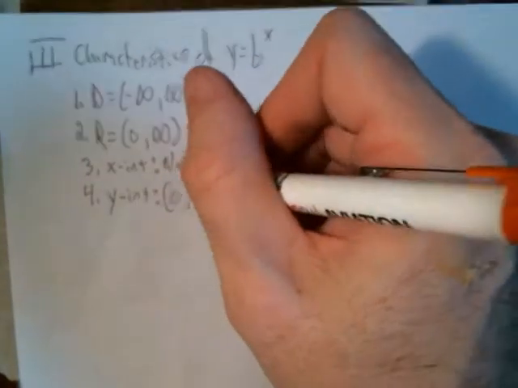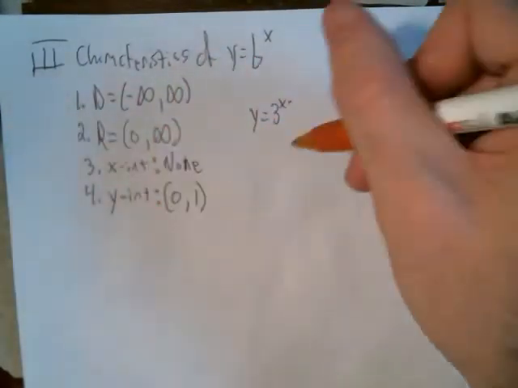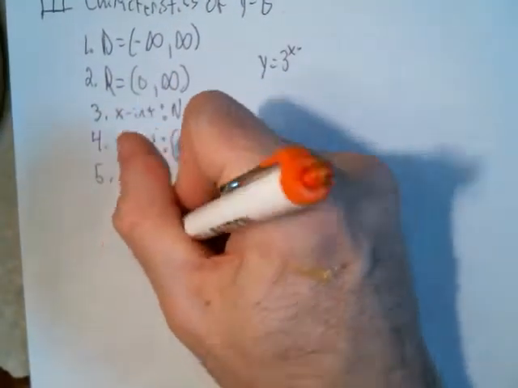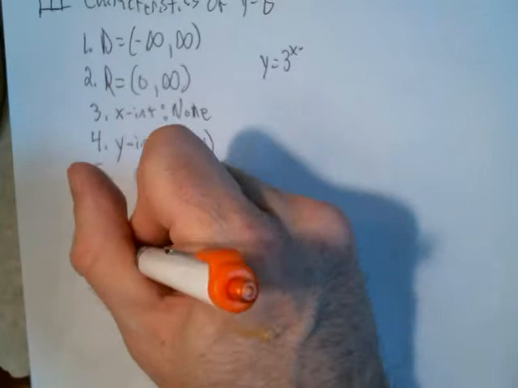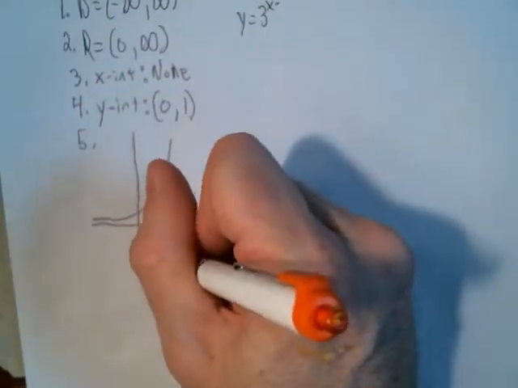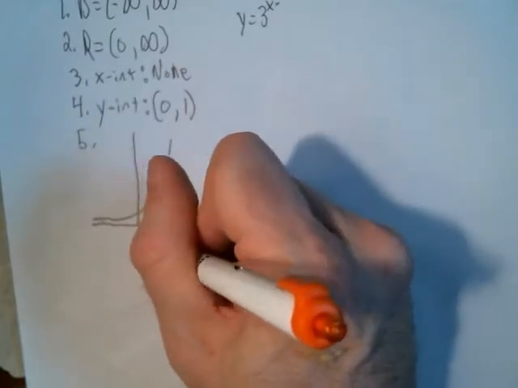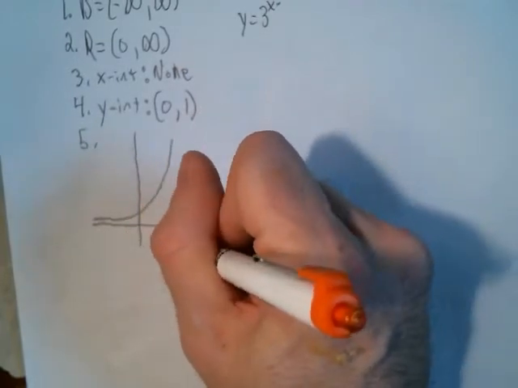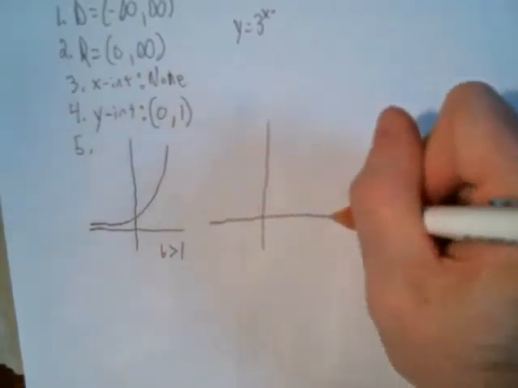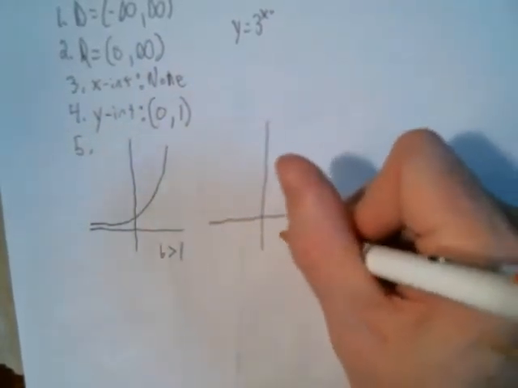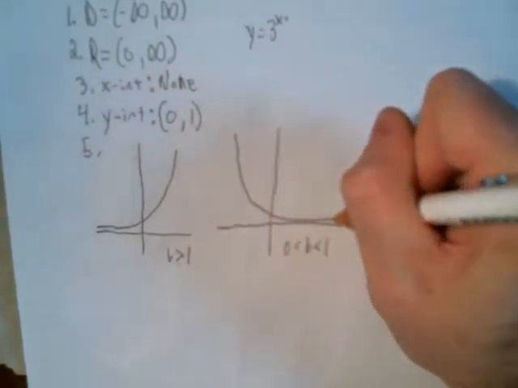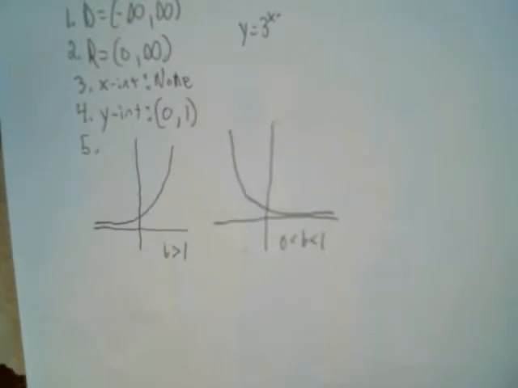What else? The shapes. So again, there's an exponential decay and an exponential growth, and it's dependent on the b value. So if your b value is greater than 1, you get exponential growth. If your b value is in between 0 and 1, then you get the exponential decay. And that's what we saw in the last example where we graphed.